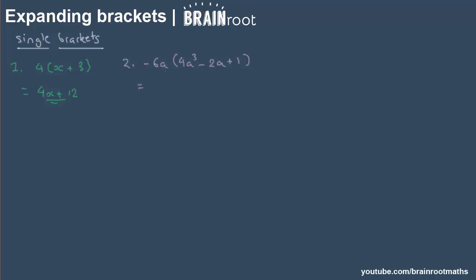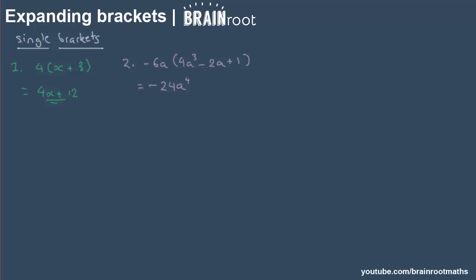Let's times minus 6a times the first term in the bracket, which is 4a cubed. First of all, I'm going to put a minus down because a negative number times a positive number gives a negative number. 6 times 4 is 24, and a times a cubed. If you remember your GCSE topic of indices, you'll know that with like terms such as a and a cubed, their powers add together when they're being multiplied. So a to the power of 1 times a to the power of 3 will give us a to the power of 4.